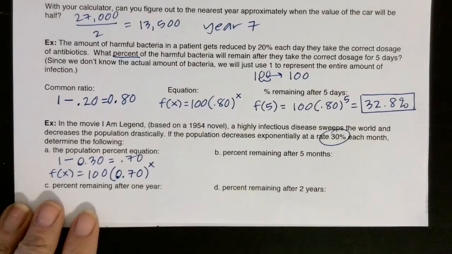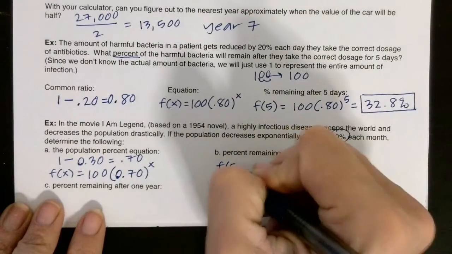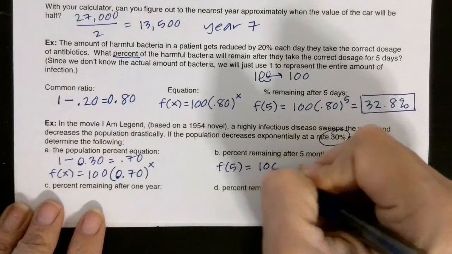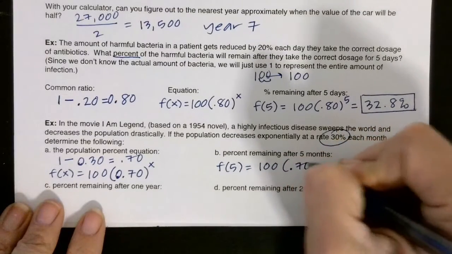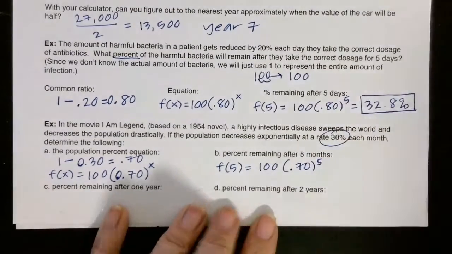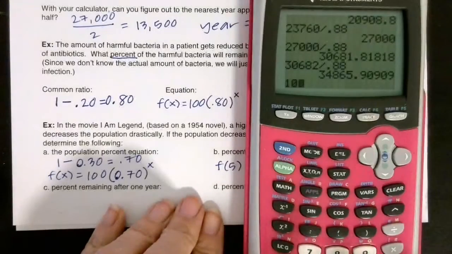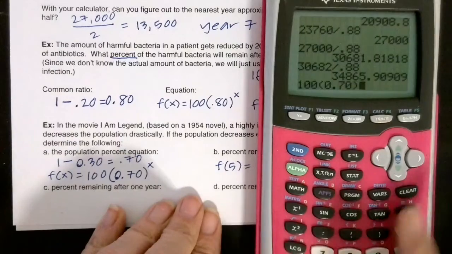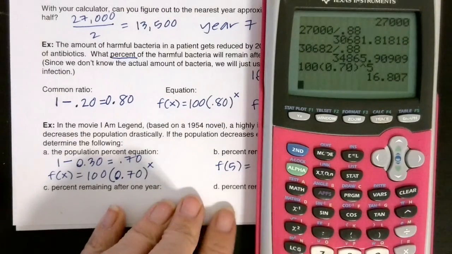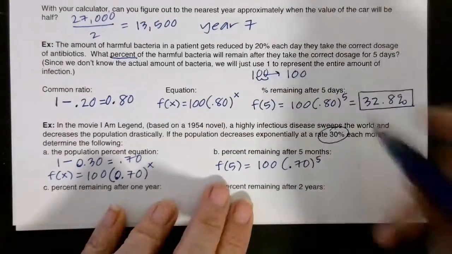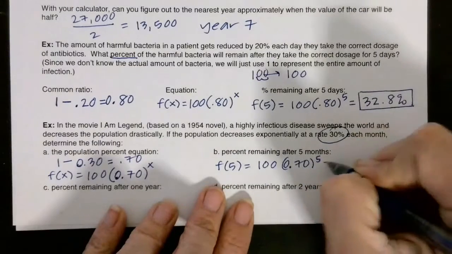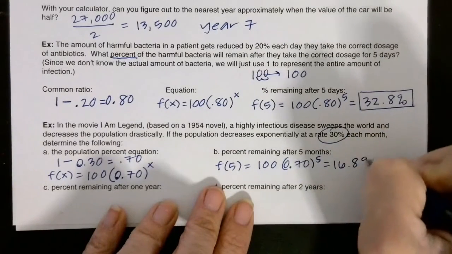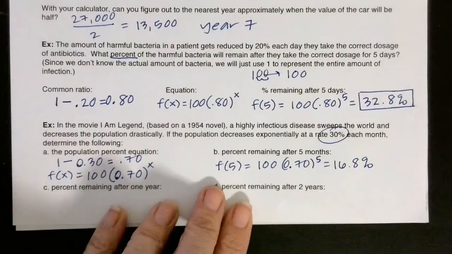Okay? What is the percent remaining after 5 months? So we're going to plug in 5. And we're going to get out our calculator and do 100 times 0.70 raised to the 5th power. So we got 16.8% after 5 months. Only 16.8% of the population is remaining.